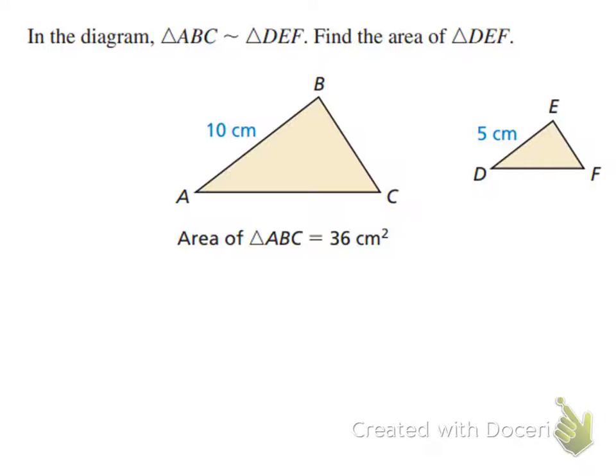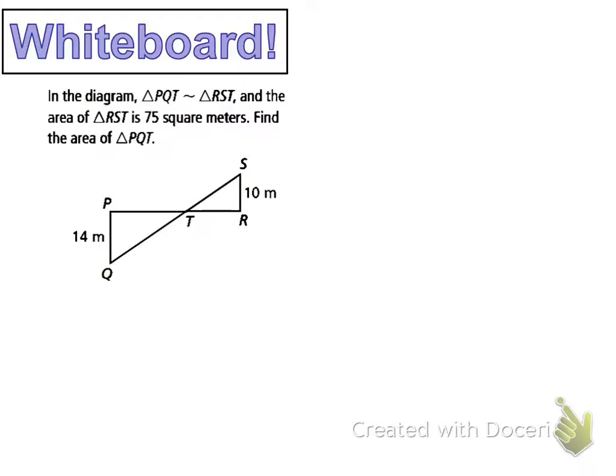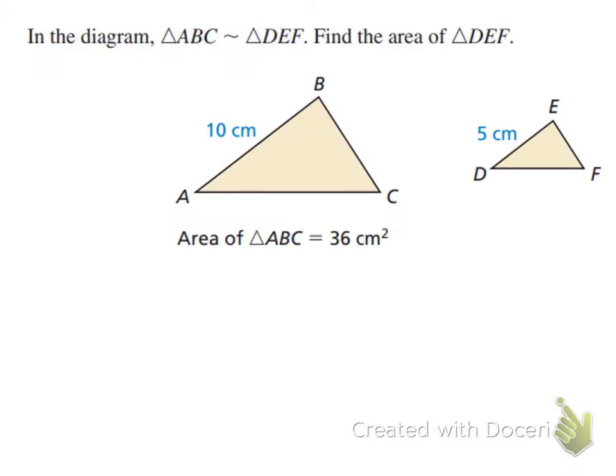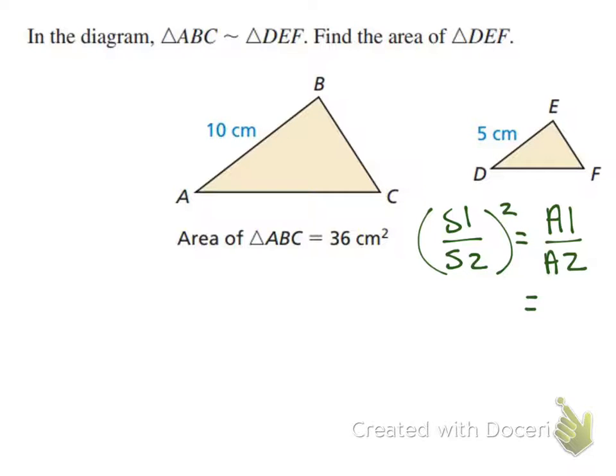All right, find the, man, these are the same. I wanted a different one. Hold on, RST. We'll do that one in a second. Find the area of triangle DEF. We'll see what you want to do. But anyways, side 1 over side 2 squared equals the area of the first over the area of the second. So same formula.